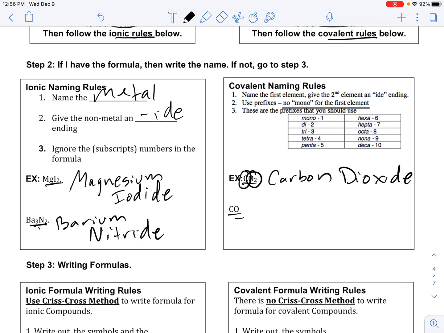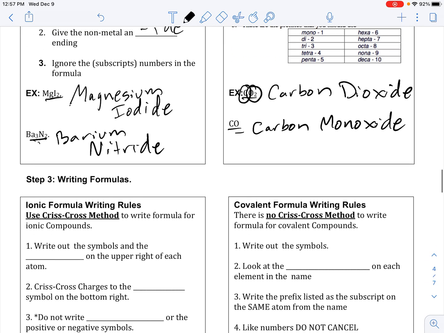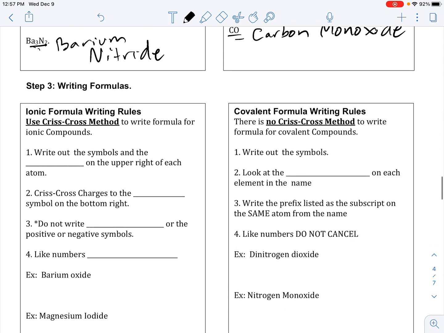It's the gas that you exhale when you breathe. And then over here I have one carbon again, so I don't use mono on my first one, so that's carbon. But if I have one in my second one, I do say mono-oxygen with an IDE, which is monoxide, which you've probably also heard of.